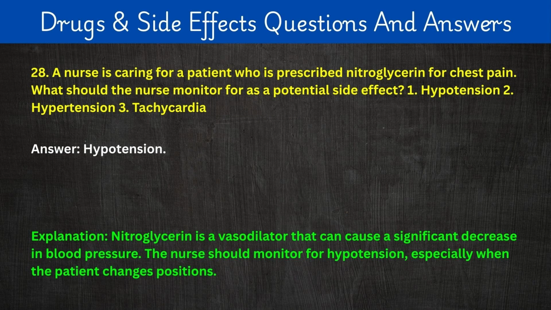28. A nurse is caring for a patient who is prescribed nitroglycerin for chest pain. What should the nurse monitor for as a potential side effect? 1. Hypotension. 2. Hypertension. 3. Tachycardia. Answer: hypotension. Explanation: nitroglycerin is a vasodilator that can cause a significant decrease in blood pressure. The nurse should monitor for hypotension, especially when the patient changes positions.